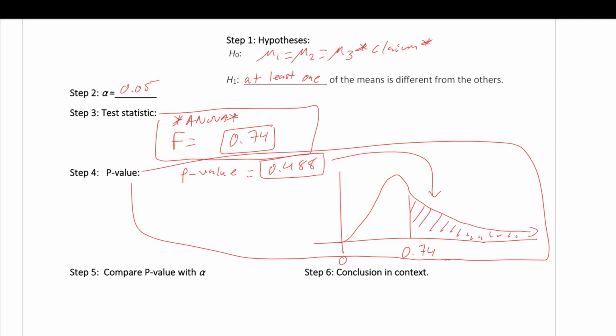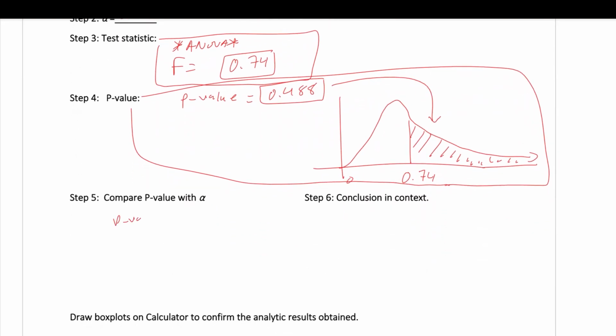Okay. Step 5, we're going to make our decision by comparing the p-value to our significance level. The p-value being 0.488. Significance level is 0.05 from step 2. And p-value is definitely greater than. So again, the p-value represents what? The probability of committing a type 1 error. What's a type 1 error? It's the act of rejecting the null hypothesis when in fact it was actually true. Okay? So if we were to reject that they're all the same and that they are indeed all the same, then there's a 48.8% chance of us being wrong in that decision. So we're not going to take that risk. We're going to fail to reject the null hypothesis.